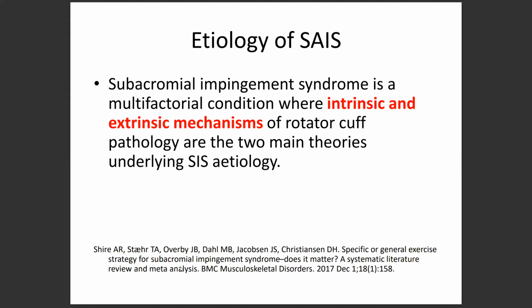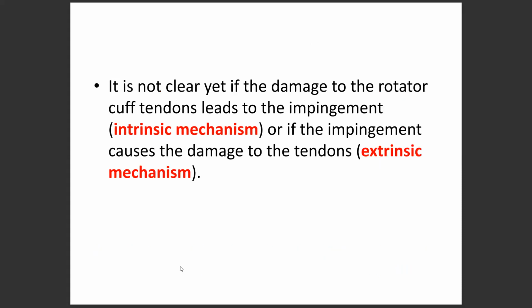Overall, if we talk about what causes subacromial impingement syndrome, all those causes have been divided into two main groups, that is, intrinsic and extrinsic. Mechanism of rotator cuff pathology: these are the two main groups of the etiologies of subacromial impingement syndrome.